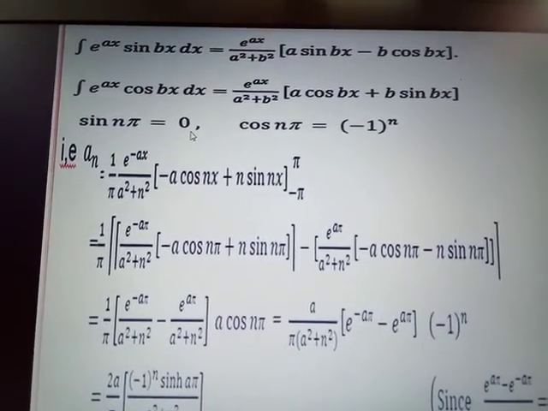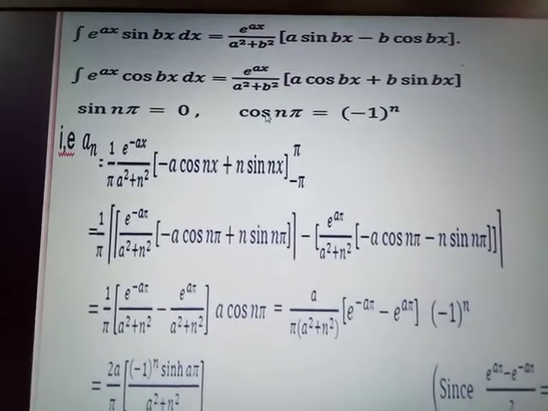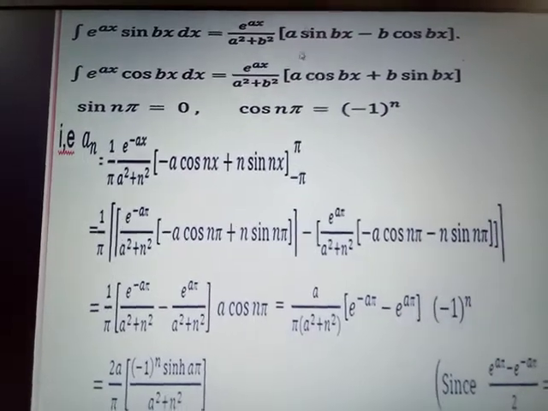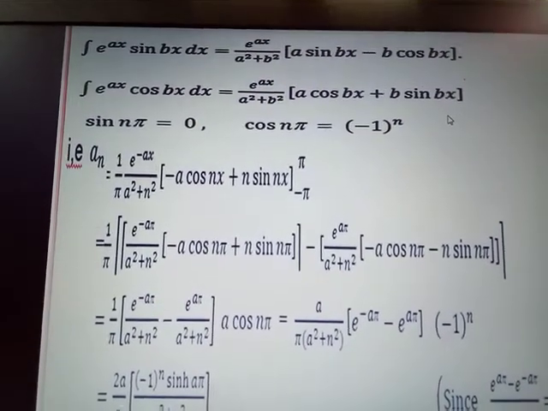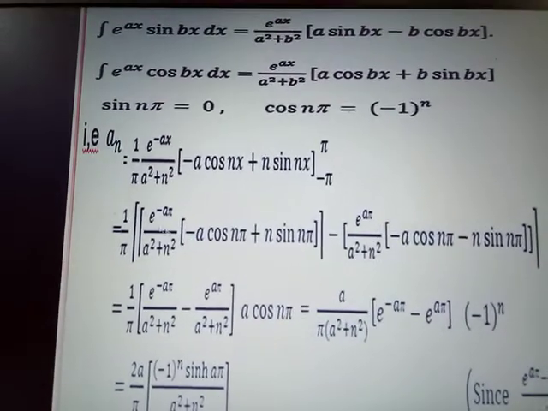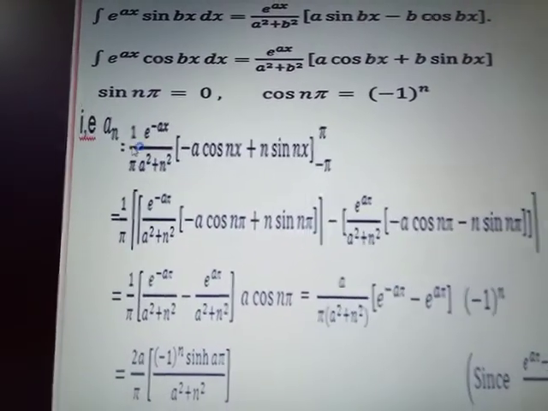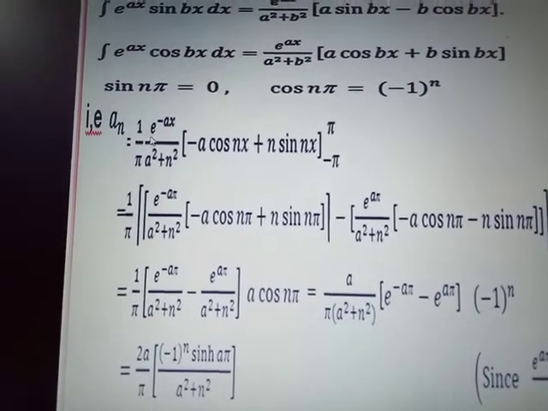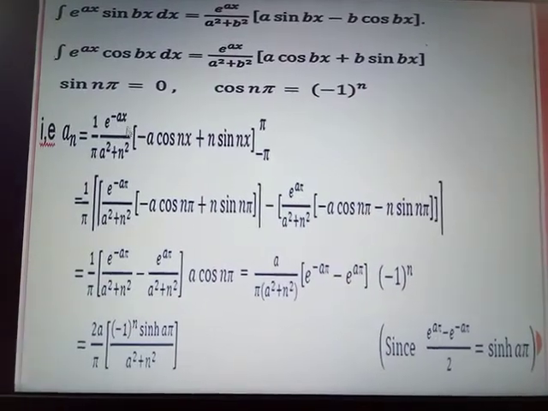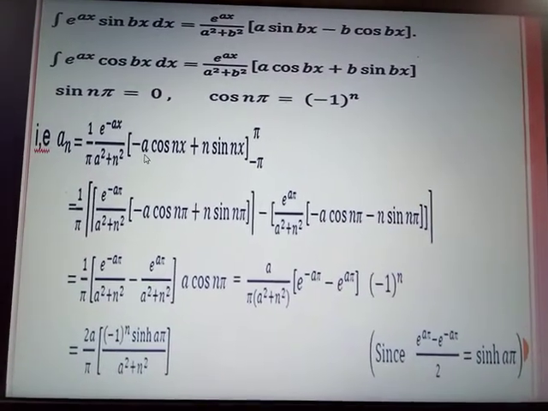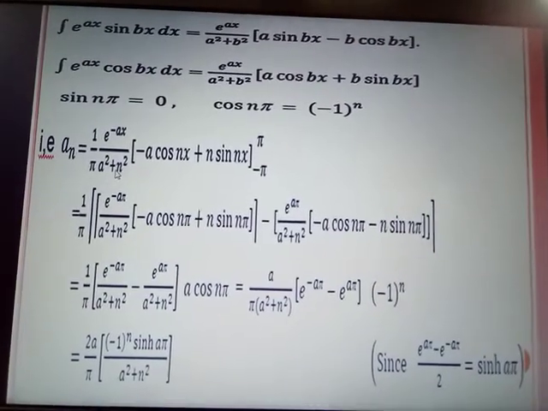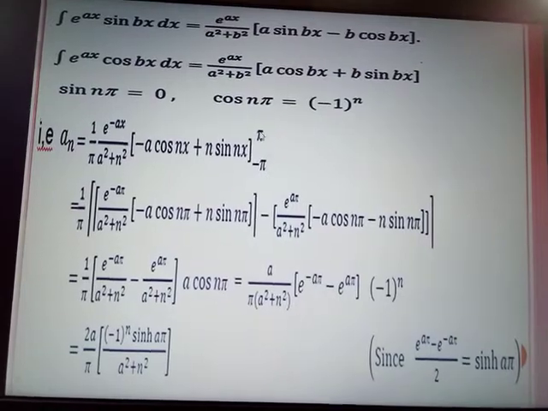And we know that sin pi value is 0, which means sin n pi is also 0. Cos pi value is minus 1, therefore cos n pi value is minus 1 raised to n. We know these two results. You have to remember these two results when you have the terms in integration in the form e raised to ax and sin bx or cos bx. Then a n is equal to 1 by pi e raised to minus ax divided by a square plus n square into minus a cos nx plus n sin nx. Here a value is minus a and b value is n, and limits from minus pi to pi.